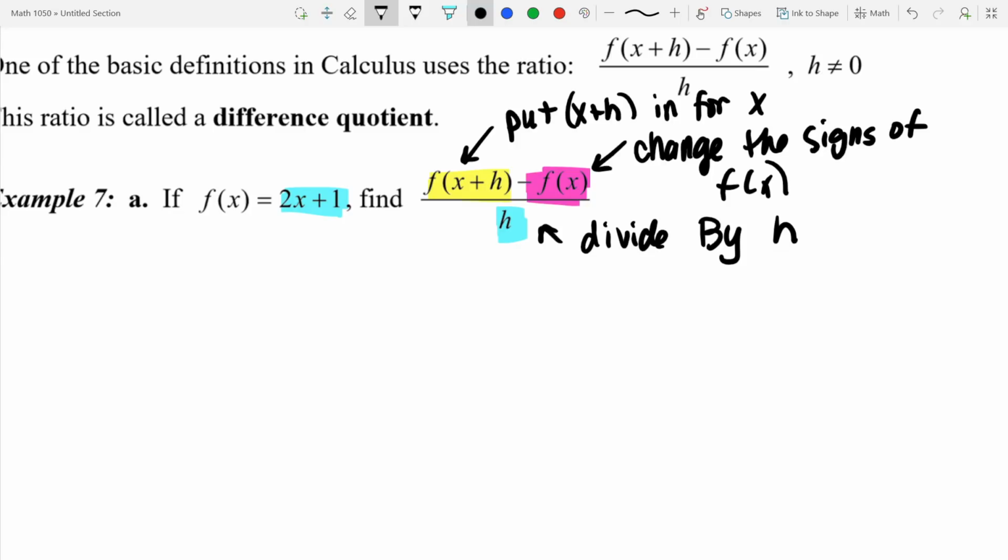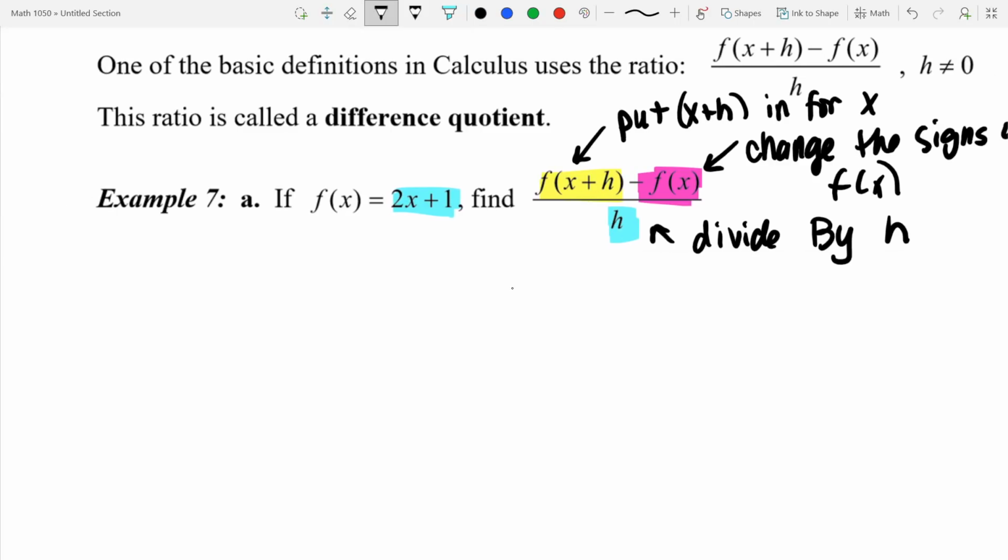Who says, I understand that? Do a big raise, I want to see. Okay, that's the hardest part. So don't miss it, because you know what those mean, okay? So let's go ahead and do this nice and slowly, okay? So I'm going to go right here. I'm doing the yellow. Wherever I see an x, I'm going to put an x plus h. So it's 2 times x plus h plus 1.